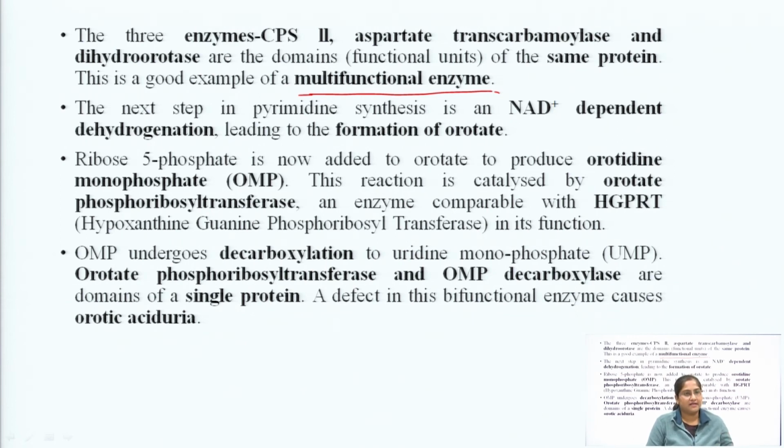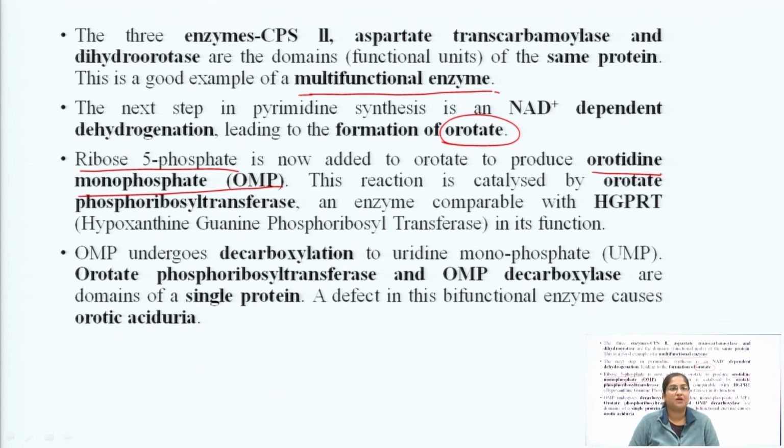Then after this step, a very important thing is happening: there will be an incorporation of ribose 5-phosphate. Once you get your orotate, now we need to incorporate our ribose 5-phosphate, and the thing we will get is our orotidine monophosphate. The name suddenly changes from orotate to orotidine monophosphate. Now there is a word called monophosphate here, and from this step we will be synthesizing our pyrimidine nucleotides. The reaction is catalyzed by orotate phosphoribosyl transferase.